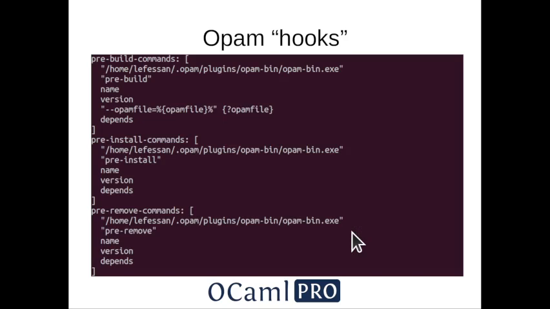If we have a look at the configuration of Opam after the installation of OpamBean, we can see that, for example, for the pre-build hook, Opam is going to call OpamBean, the pre-build subcommand with the name of the package, the version of the package, if the OPAM file is defined for this version of OPAM, then an argument for that, and the list of dependencies of the package, and so on for all the hooks that OpamBean uses.